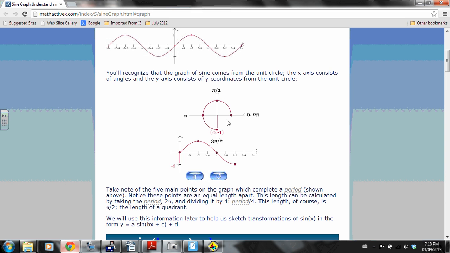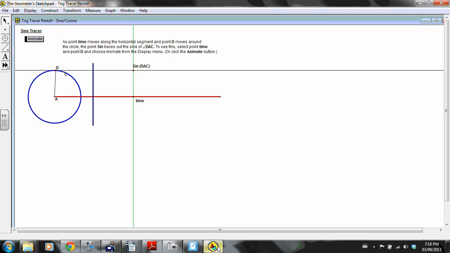0, 90, 180, 270, 360. See that? 0, 90, 180, 270, 360. These angles are measured in a different value, but you can see this should be 0. That's 90, 180, and 270. These are called radians, by the way, and it's just a different way to measure angles. Another way is using what's called the Geometer's Sketchpad.